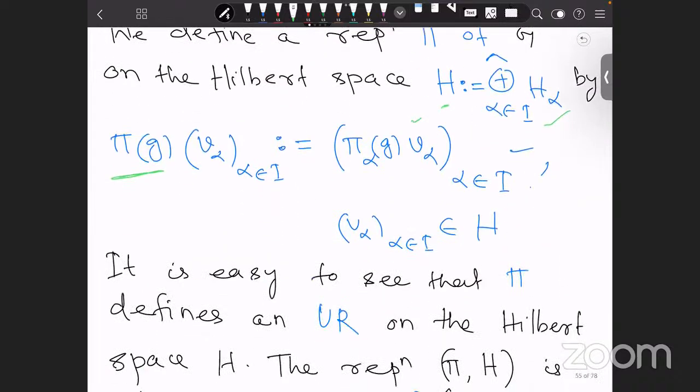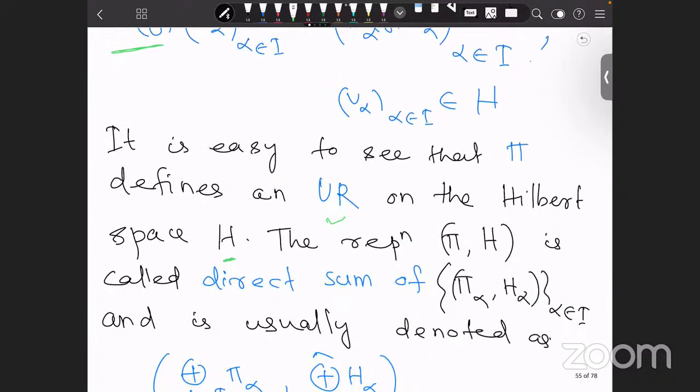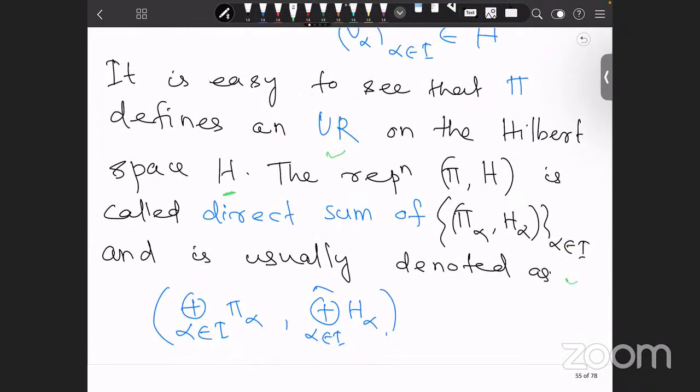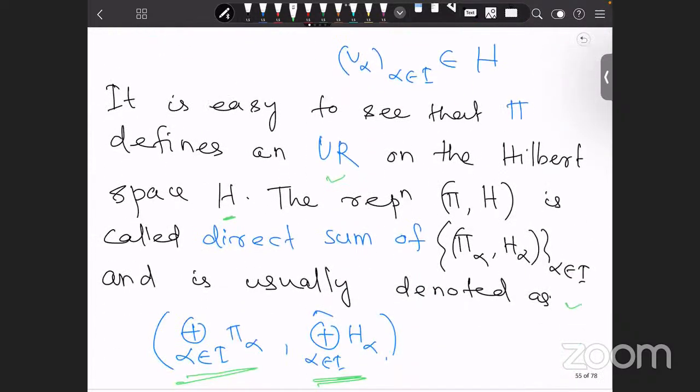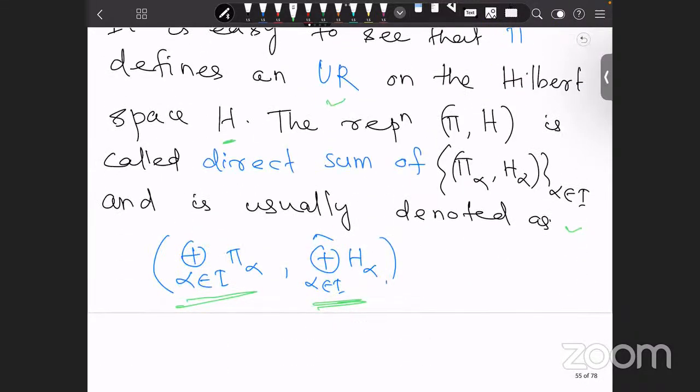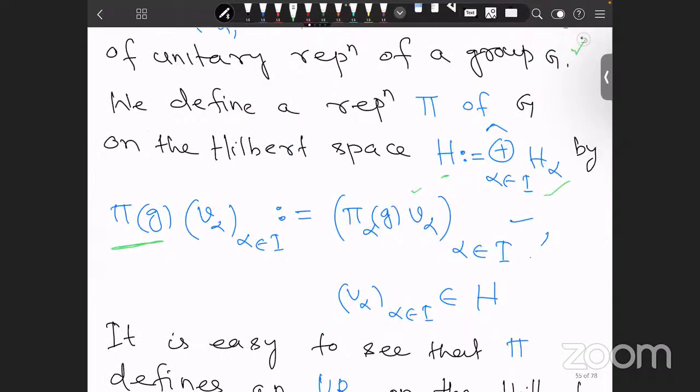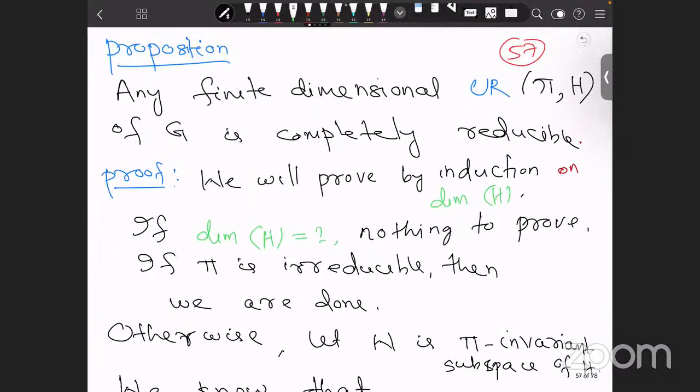It is easy to check that pi defines a unitary representation on the Hilbert space H, and the representation (pi, H) is called the direct sum of (pi_alpha, H_alpha), and is usually denoted like this. So what I am doing is taking (pi_alpha, H_alpha) and constructing a representation which is the direct sum of the pi_alpha, and that acts on the Hilbert direct sum of the H_alpha. pi(g) applies on (v_alpha) by (pi_alpha(g) v_alpha); in the alpha coordinate, simply pi_alpha(g) acts.